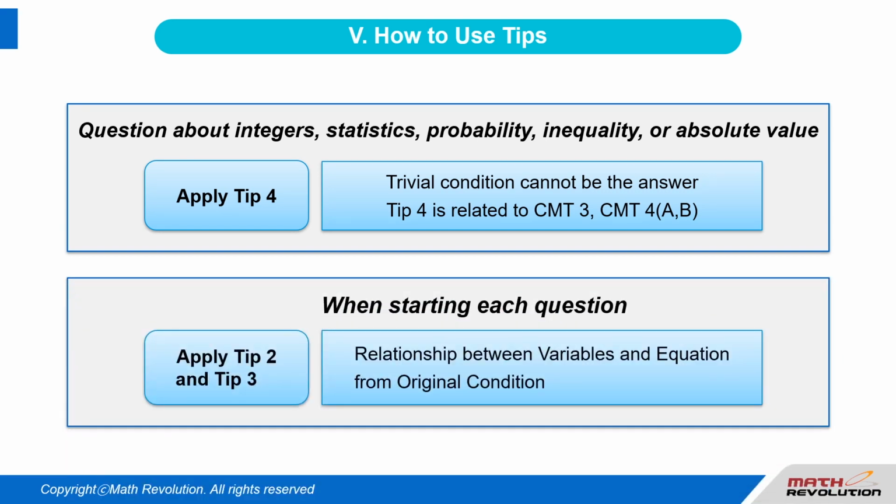Tip 2 and Tip 3 are about the relationship between variables and equations from an original condition. Therefore, these tips should be applied immediately upon starting each question. These tips save you time and guarantee you a high score in the actual exam, so memorize them carefully. Remember that there are 5 tips.